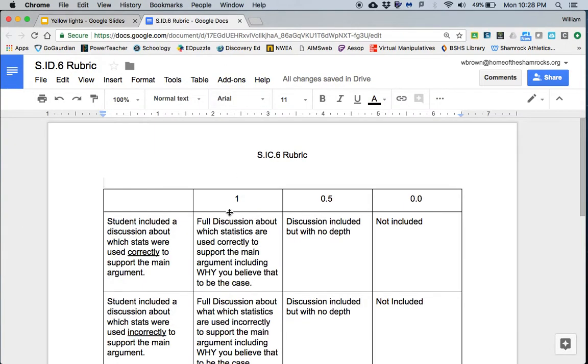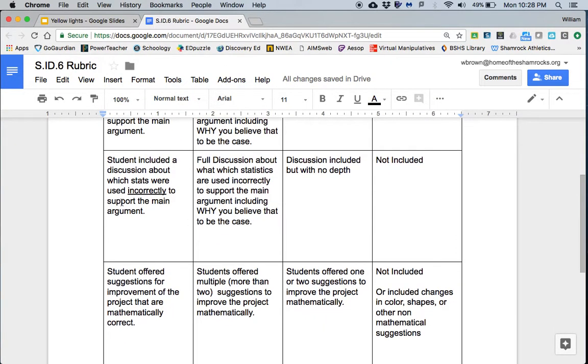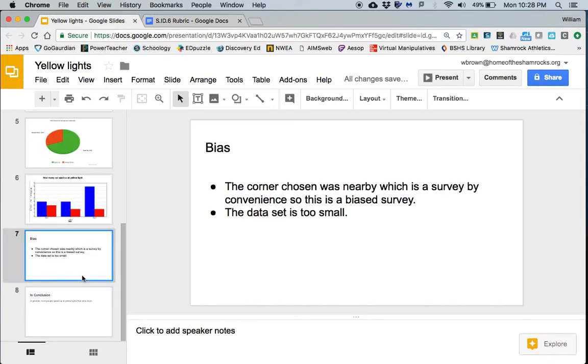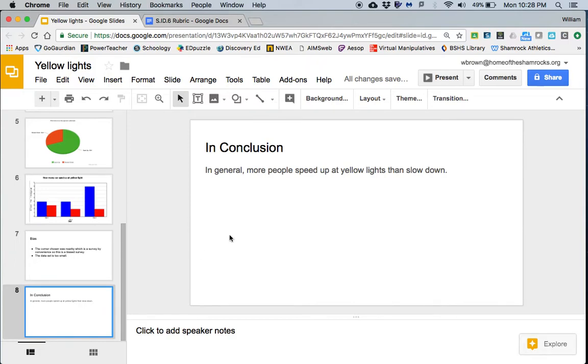Let's go back to the other one. Okay, so the next thing that we need to talk about is a discussion about which stats were used incorrectly to support the main argument. So there wasn't a lot that was used incorrectly, but there is some stuff that was used poorly, particularly when it has to do with the conclusion.